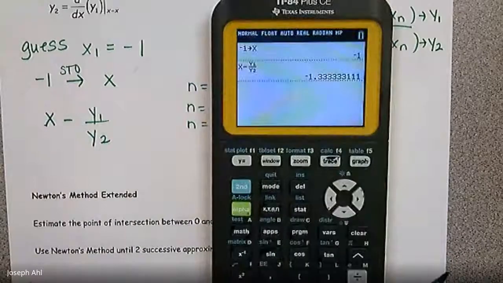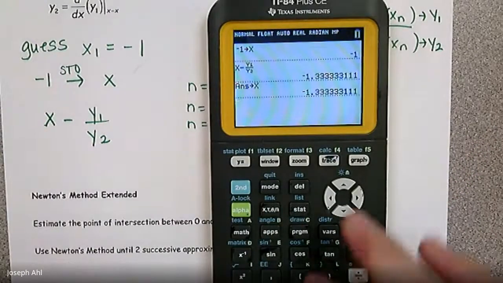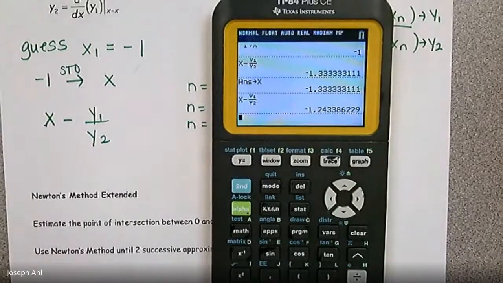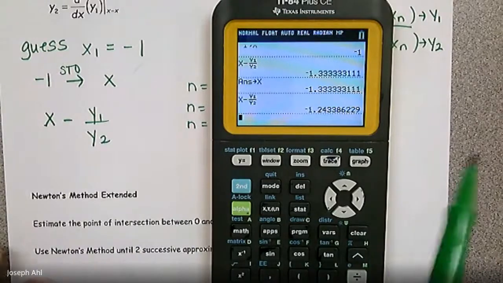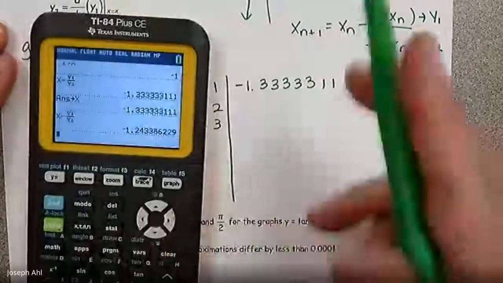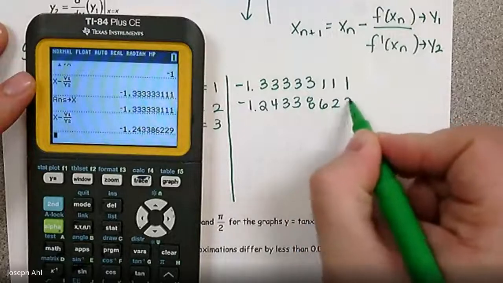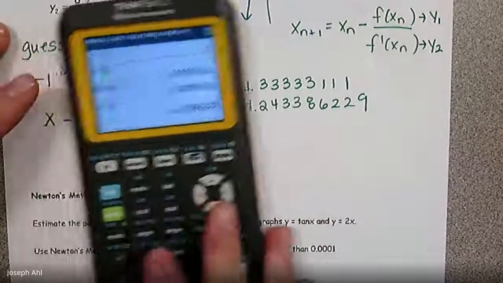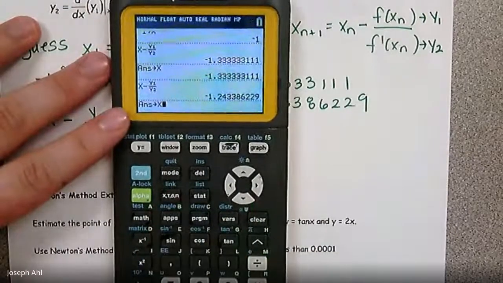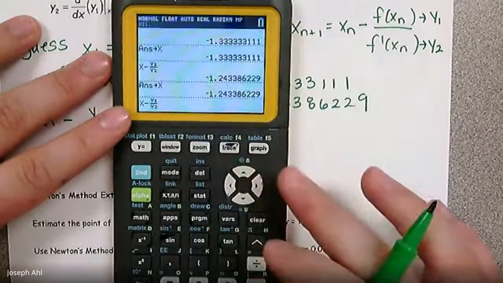Remember, this is my new guess for the next step, so now I have to store this in X. Now that that's stored in X, I want to do X minus y1 over y2 again. You can actually just copy paste that. And now my new guess based on this last iteration is -1.243386229. Then I want this to be my new value of X. There's a way we can shortcut this that I'll show you in a little bit. So store that in X and then repeat the process. Let's do X minus y1 over y2.